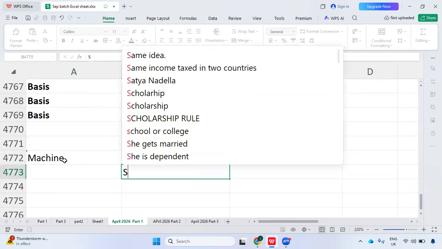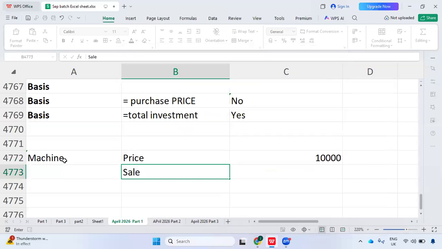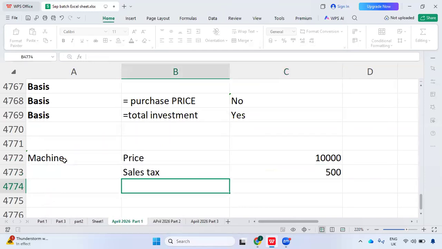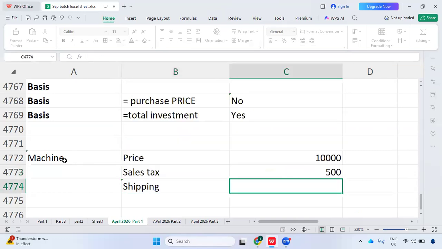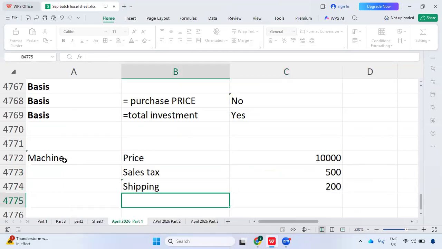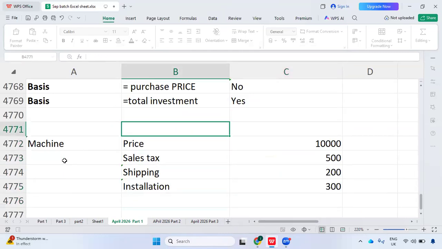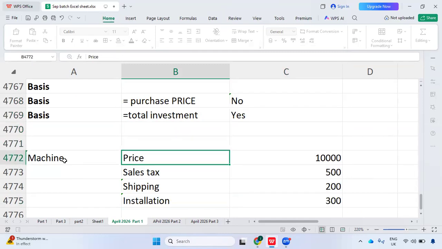The answer is no. Usually when we purchase anything, we pay some sales taxes, let's say $500 here. And let's say for shipping of the machine we need to pay around $200, and for installation of the property around $300. So how much did we actually invest and pay for the property in this case? The purchase price here is only 10,000.